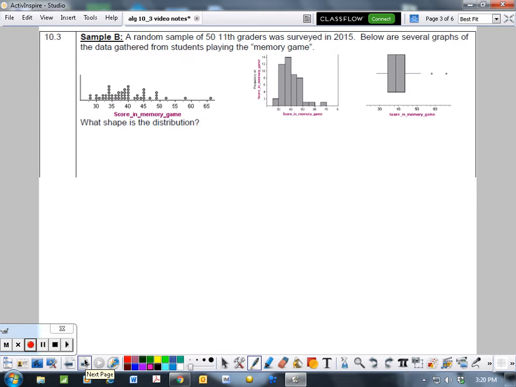So here's another sample. And this time we've got 50 11th graders. And this is data based on their score from the memory game. So as we look at this, we get kind of this, and then it tails out. Not much of a peak here based on this, but I definitely see a tail on this side. And then as we look over here at the exact same data, but as a histogram, we could see, oh, yep, definitely more of a peak and definitely more of a tail.